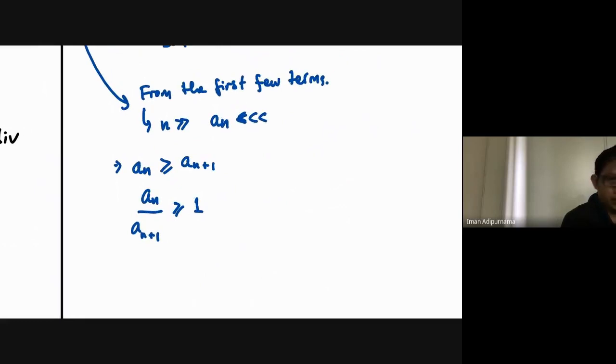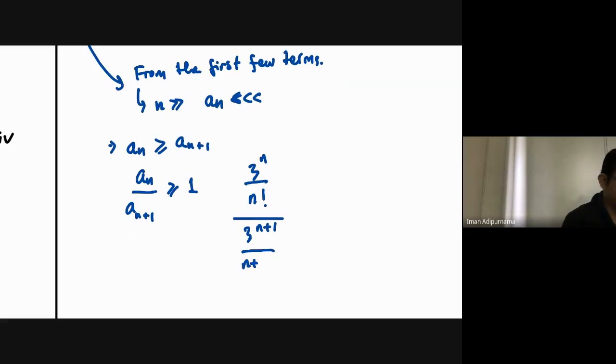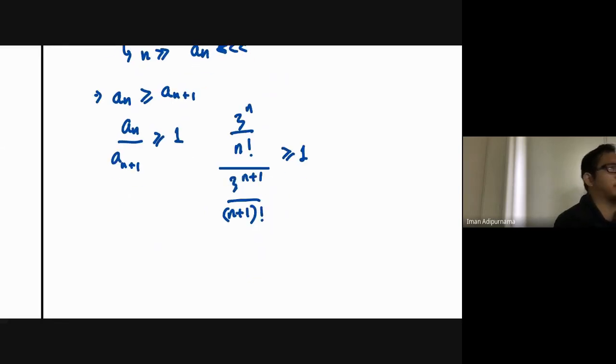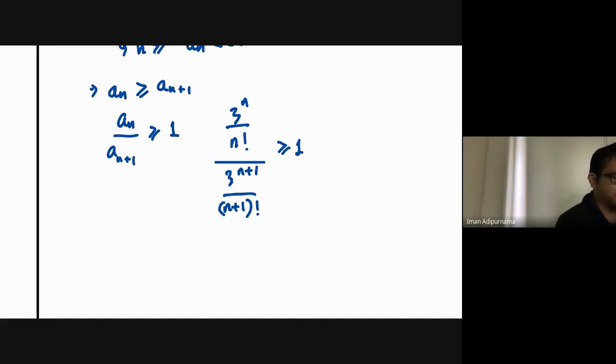The sequence is 3 to the n. So we need to divide this and change n with n plus 1. So n plus 1 factorial. It needs to be equal or greater than 1. Okay. And we need to solve this and find which n. The solution is more mathematical. Okay. But of course, you need to see at least a few terms and what it looks like. Is it increasing, decreasing? Okay.